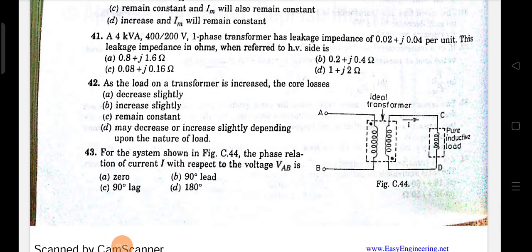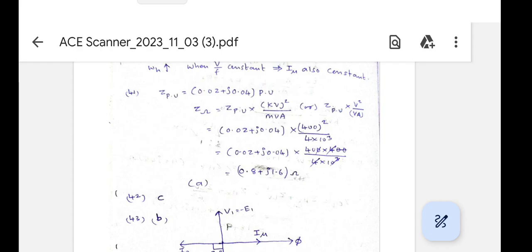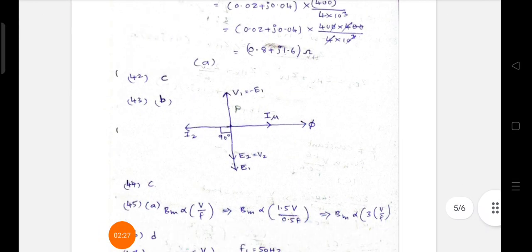Next, for the system shown in the figure, the phase relation of current with respect to voltage VAB is, okay, already we know the phasor diagram of a transformer, right? Here the load is a pure inductive load. Pure inductive load means in case of inductor, current lags voltage by 90 degrees. That means I2 lags E2 by 90 degrees. V1 is the applied voltage, right? And V1 is equal to minus E1 from Lenz's law. E1 and E2 are both in phase.